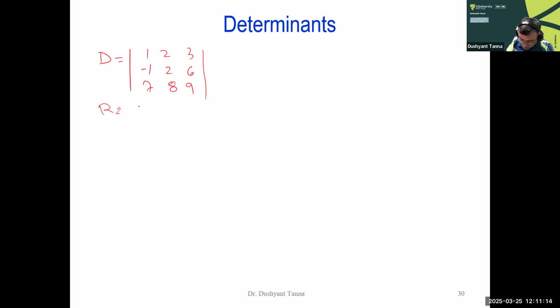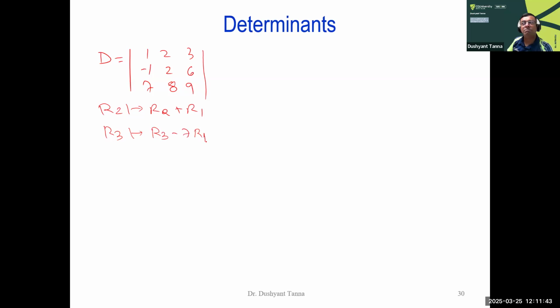My new row 2 will be row 2 plus row 1. Because I got minus 1, if I add the first row, minus 1 plus 1 will be 0. So I got a 0. I'm trying to make it an upper triangular matrix. That means all the elements below the main diagonal will be 0. Okay. I got 7 here. How can I bring more number of zeros? So my row 3 will be row 3 minus 7 row 1.